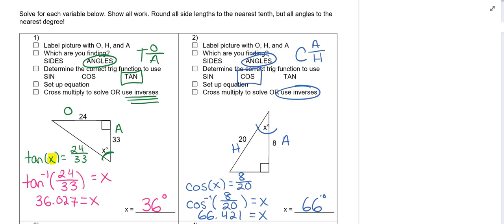Go ahead and pause the video and try the next 2 examples. When you unpause the video in about 2 seconds, you will see number 3 and 4 completely finished for you.